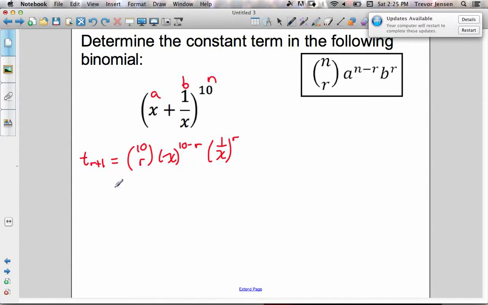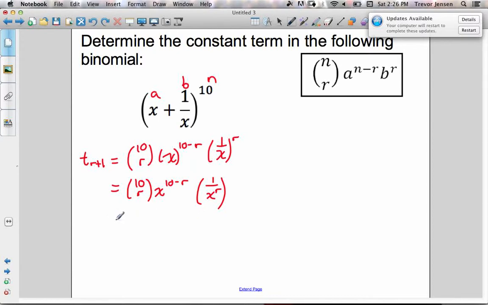Now let's simplify if we can. So 10 choose r, I can't simplify that. x to the 10 minus r, I can't simplify that. But here, I have 1 to the r over x to the r. Well, 1 to the r is just going to be 1, because 1 to the exponent of anything is 1. So I can ignore that. And this exponent of r is also going to be put onto that x. So this is equal to 1 over x to the r.